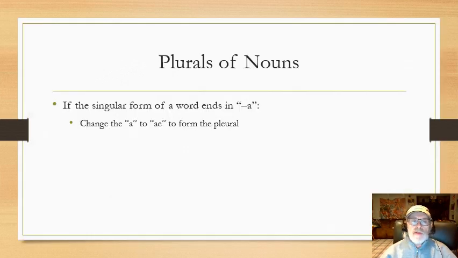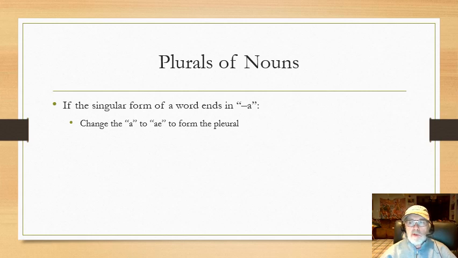If the singular form of a word ends in an A, then all you do is change the A to an AE to form a plural, okay? So if I have a noun that ends in an A, to make it plural, you add an AE.